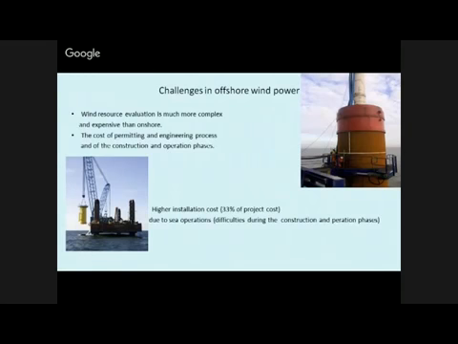So when the sea depth is low, the price will be less, but when the sea depth is high, in that case the foundation cost will certainly increase. Higher installation cost means 33% of project cost is due to sea operations, difficulties during the construction and preparation phases, and the overall cost is quite high. But if you think in terms of gigawatts, meaning minimum 1000 megawatt, in the order of that magnitude, in that case the price can be reduced.